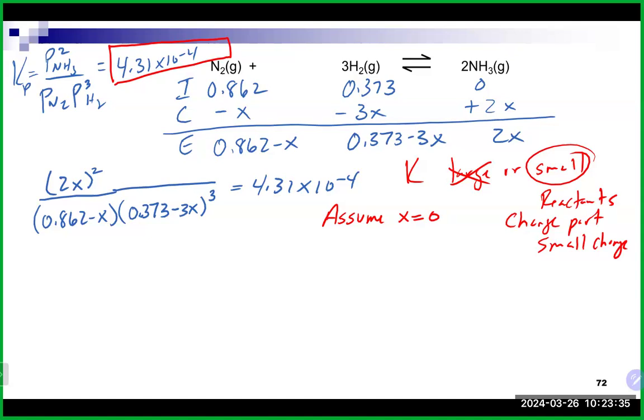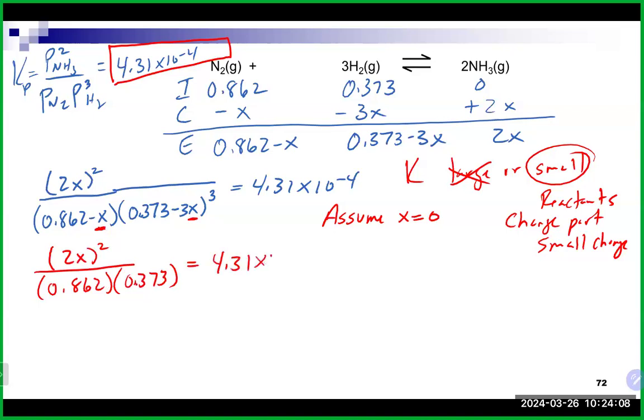The reason we would not zero out the top guy is it's starting at 0, right? So anything you get if you start at 0 is a pretty good change, right? Because you started with nothing. So we obviously can't zero them out. So in this case, the x's we're going to zero out are these x's right here. And that will reduce us down to basically 2x squared divided by 0.862 times 0.373 cubed will equal our 4.31 times 10 to the minus 4.